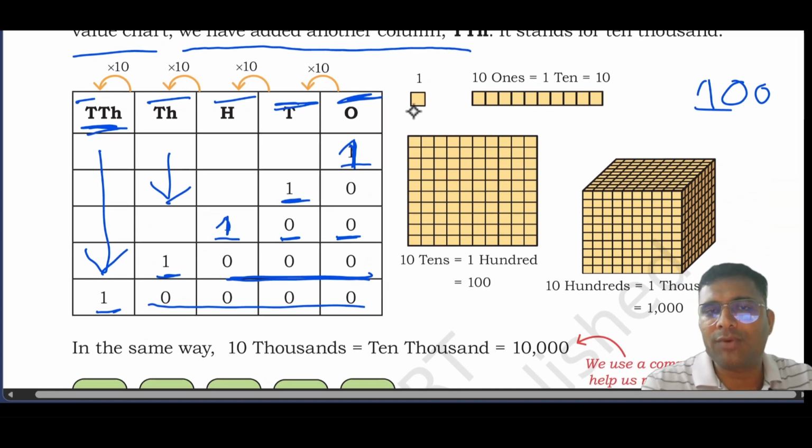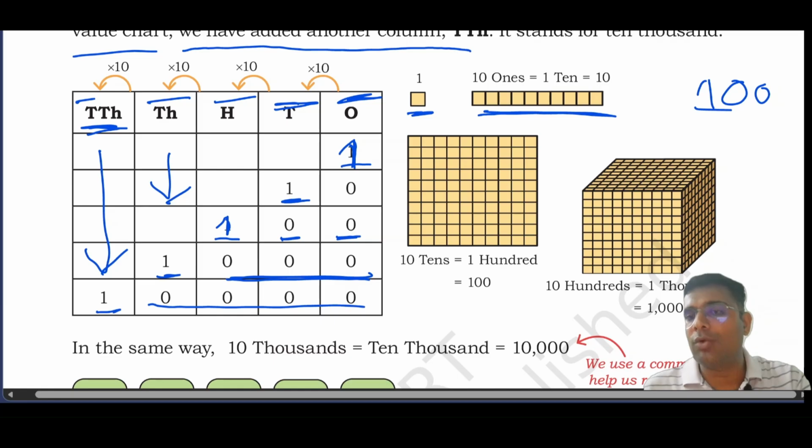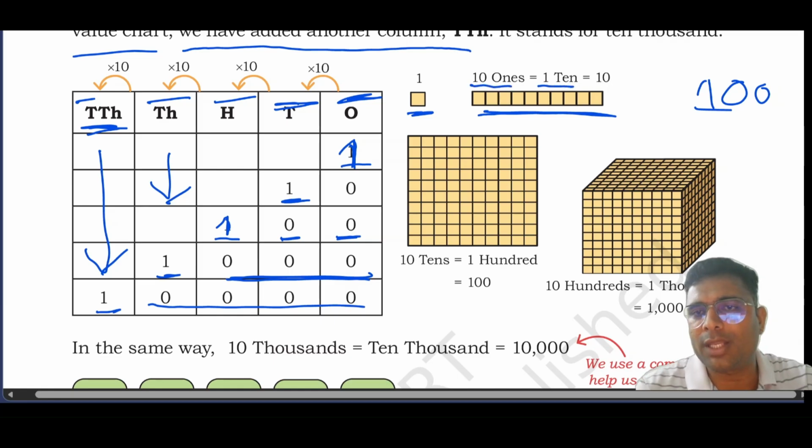Here you can see one box represents 1. So when you join 10 such boxes, actually you are joining 10 ones. So 10 ones means, bachcho, 1 ten, and the value of 1 ten means 10. In the same way, when you join, this is 1 tens.